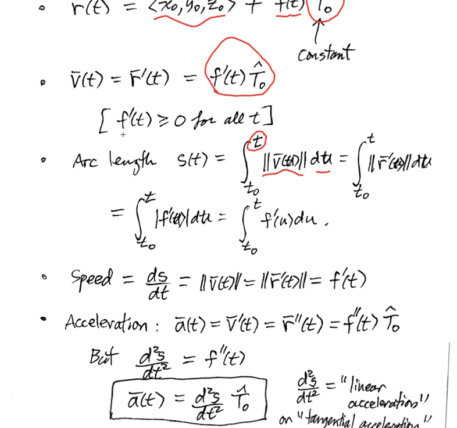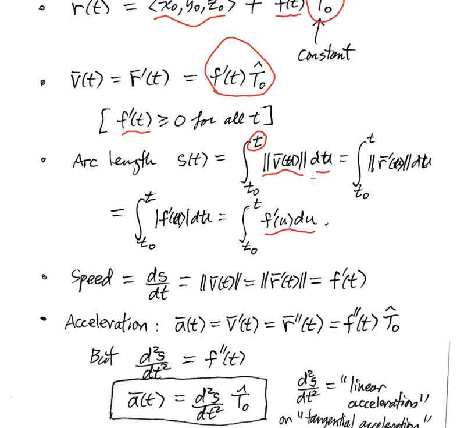And I stated up here that I'm assuming that f prime always has non-negative values here. So this would actually be my final expression for arc length. It would just be the integral from t naught to t, f prime of u du.